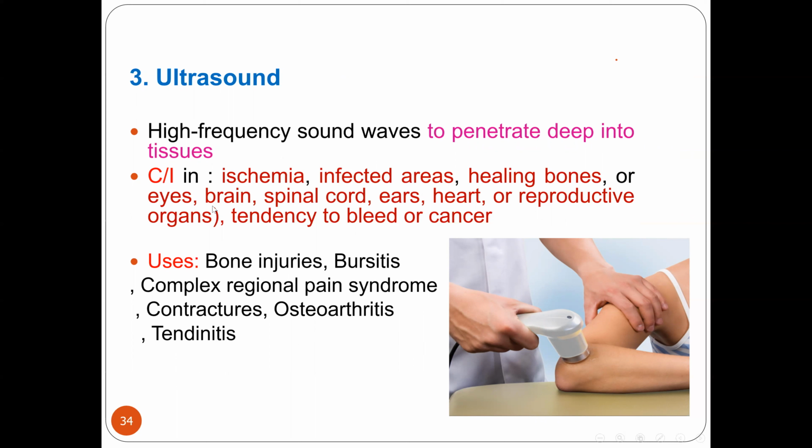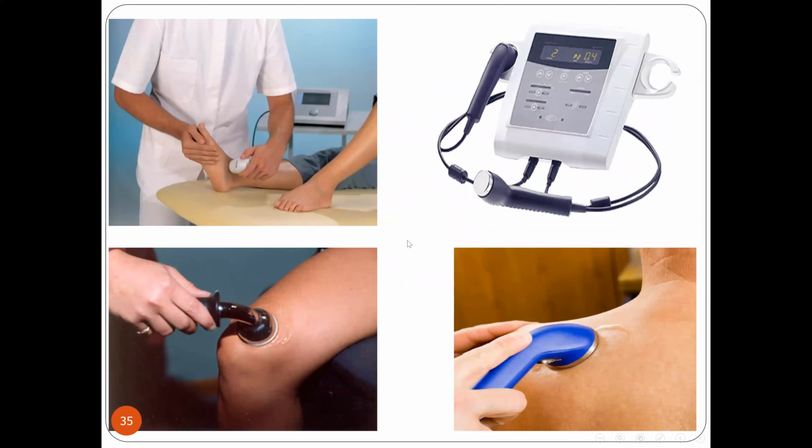What are the main contraindications? The main contraindications are ischemia, infected areas, healing bones or eyes, brain, spinal cord injury site, ears, heart, or reproductive organs, and tendency to bleed or cancer.